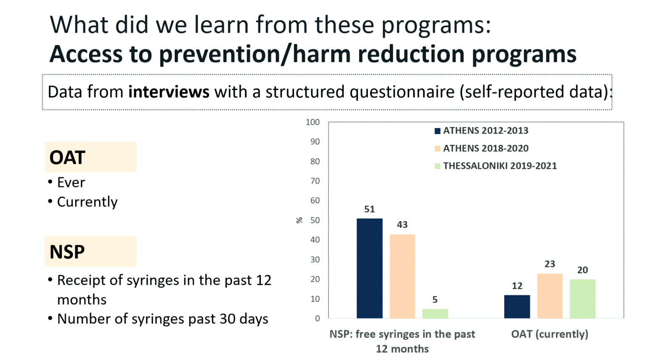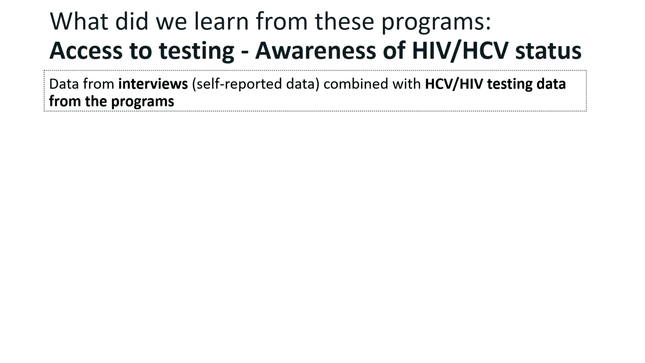So if you see in this graph some of the results regarding, for example, receiving syringes in the past 12 months, you will see that in Athens the numbers, in any case, were disappointing, because receiving at least 1 syringe in the past 12 months is something that doesn't mean a lot. So in Athens, around 40 to 50% mentioned at the first visit to the program that they had received syringes. In Thessaloniki, it was only 5%. And also, this is a very low proportion of people enrolled in opioid agonist treatment programs.